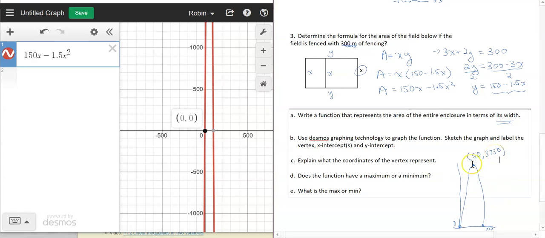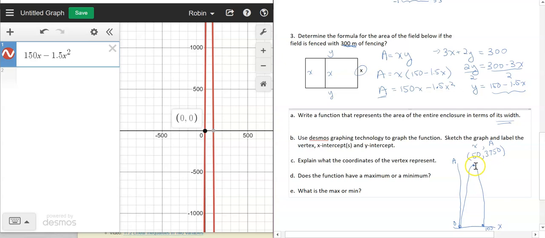So now we need to figure out, what do these mean? What does this vertex mean? Well, remember, it's x, comma, area. This is area as a function of the width. So you need to really remember what your variables represent. If area is a function of the width, that means when I have a width of 50, I have an area of 3,750. And based on this parabola, I can see that as I plug in different widths, my area gets larger and larger, but once I hit a 50 width, I get the largest possible area.